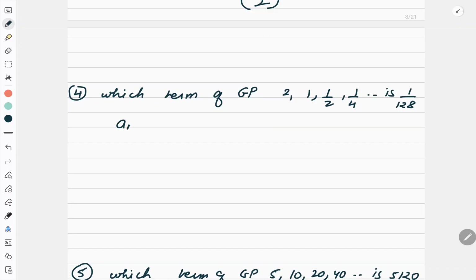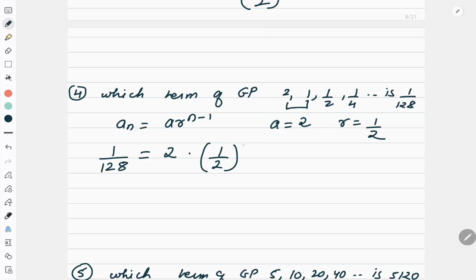Let it be nth term. So an formula is a r to the power n minus 1. Also in the question clearly a is equal to 2 and r is equal to 1 by 2. Correct? Now let me substitute. So an is given 1 upon 128 is equal to 2, 1 by 2 to the power n minus 1. And my target is to figure out what is the value of n. So what I'll do, I'll bring this 2 here. 2 into 128 is equal to 1 by 2 to the power n minus 1.